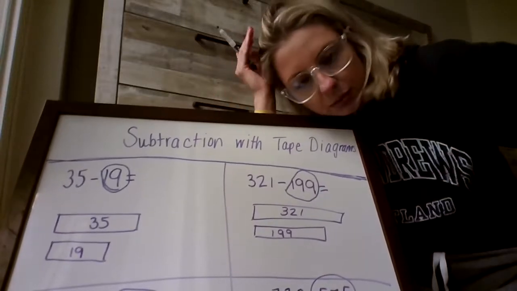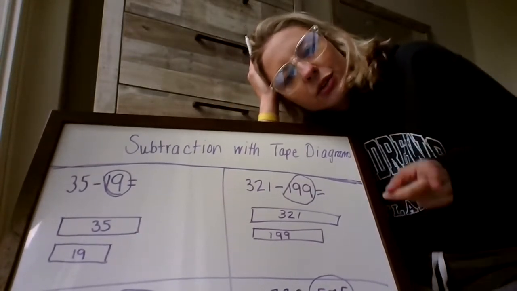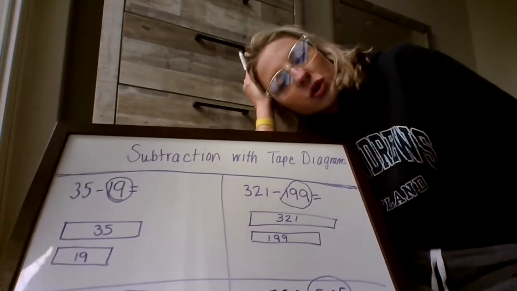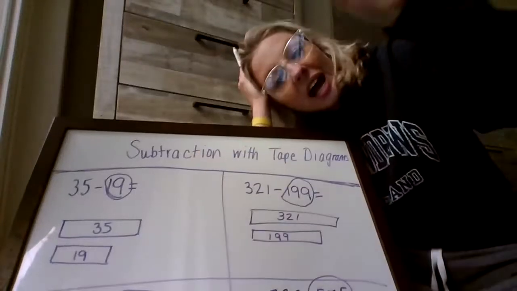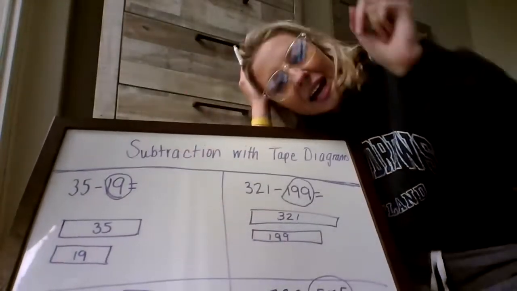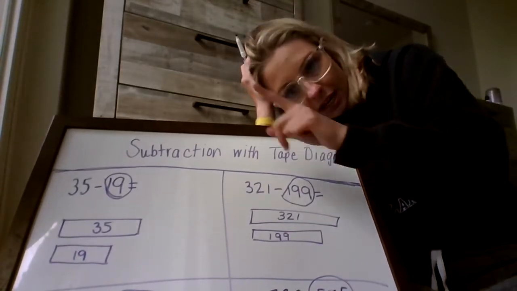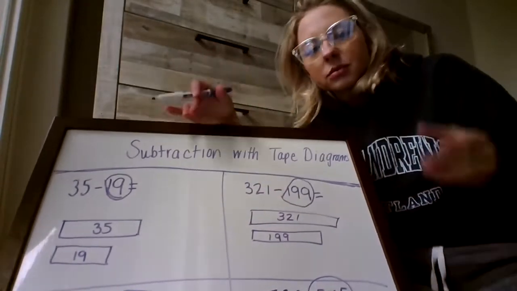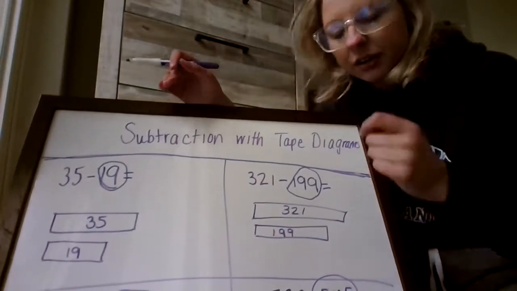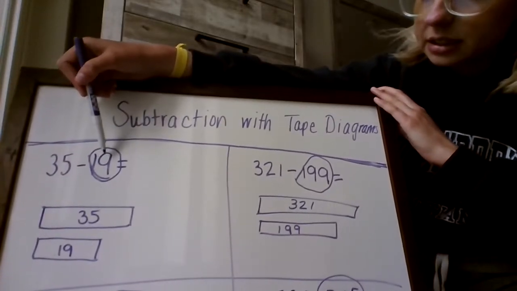So maybe you guys remember, but at school we used to say, whatever you do to one side, you have to do to the other. So if I add 1 to one side, I have to add 1 to the other. If I add 5 to one side, I have to add 5 to the other. If I add 3 to one side, I have to add 3 to the other. So remember that. Whatever we do to one side, we have to do to the other. Okay? So let's start with 35 minus 19.